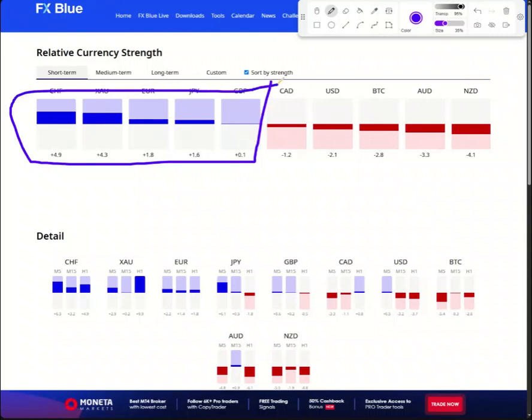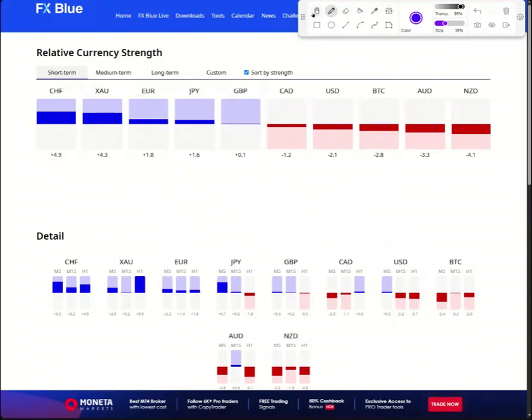If it is on the positive side, it's strong. So, for example, currently, on the chart of short-term duration, the strongest currencies, say the first three, are Swiss francs, shiny metal, and the euro. The weakest are New Zealand dollar, Australian dollar, and the BTC. So these three are the weakest.